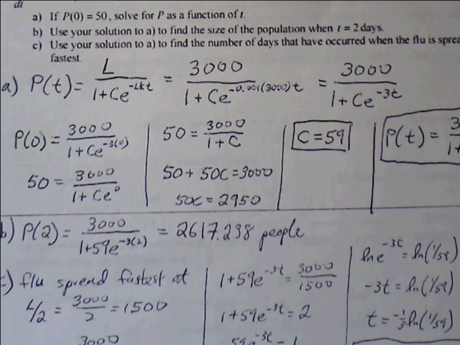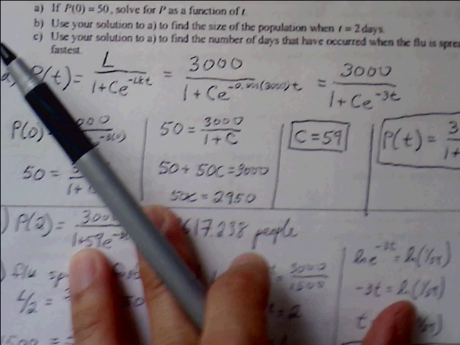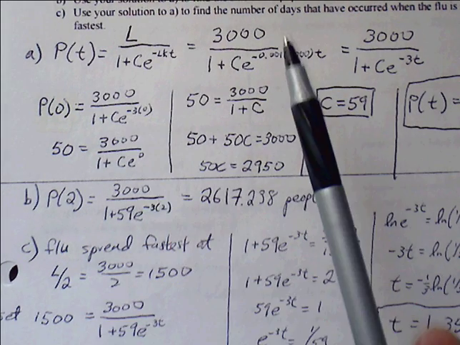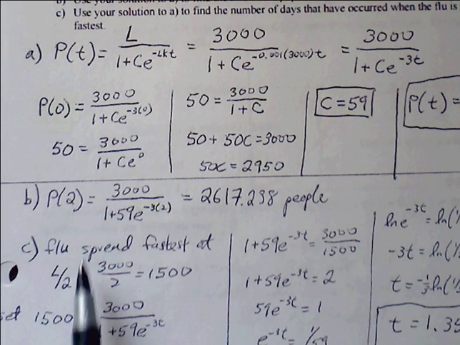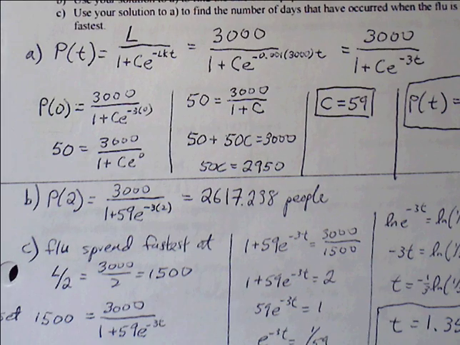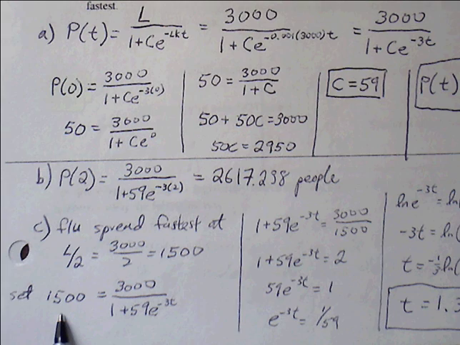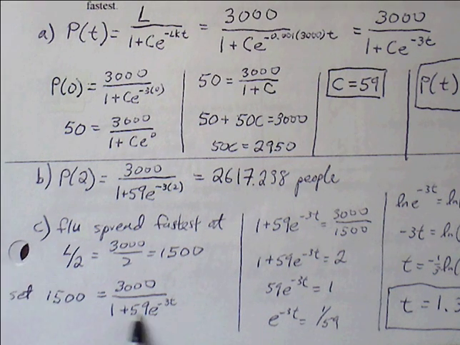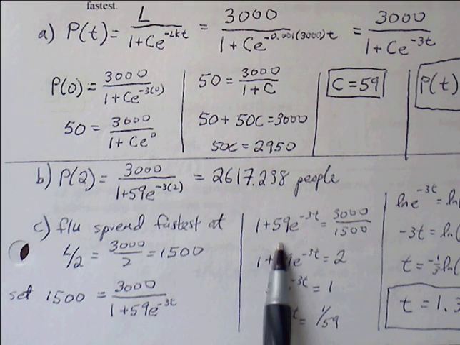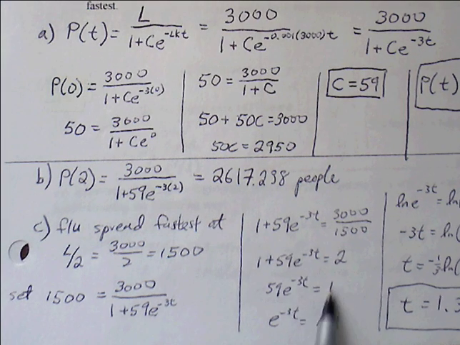Find the number of days that have occurred when the flu is spreading the fastest. The flu spreads fastest when the population is L over 2. Our L is 3,000, and 3,000 over 2 is 1,500. So we want to find the time when the population will be at 1,500. Once we have that, we can do cross product, and then slowly but surely solve for t.